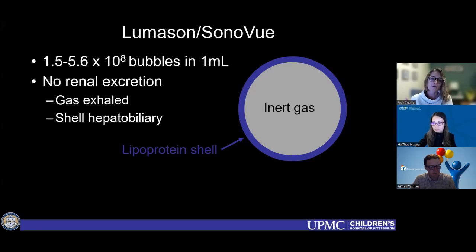So Lumason in particular has anywhere from 1.5 to almost 600 million microbubbles in 1 ml. So we get beautiful enhancement because we're injecting so many bubbles. The shell is a fat and lipid shell, and the inside is an inert gas. The shell has hepatobiliary excretion, and the gas is exhaled. So there's no renal excretion whatsoever. You don't need any functioning nephrons to be able to safely get these contrast agents.